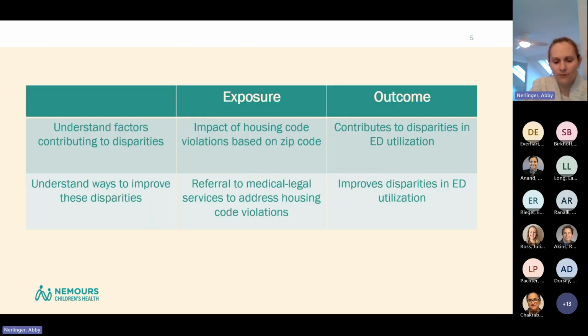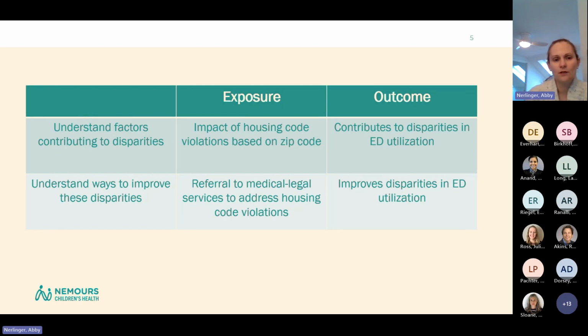In health disparities research, it's not only thinking about the factors or exposures that could be contributing to the disparity, but also thinking about ways to improve the disparity. For example, if you're trying to understand factors contributing to disparities, you may look at the impact of housing code violations based on zip code and how this contributes to differences in ED utilization, with ED utilization being the proxy for health disparities.